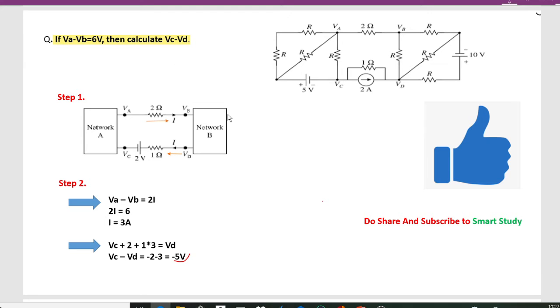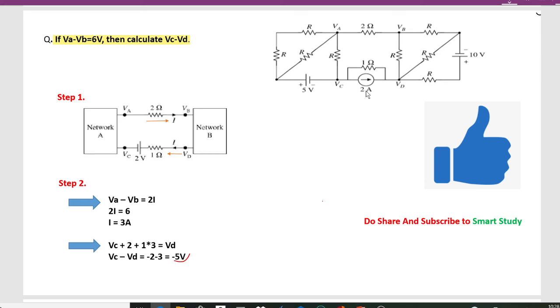The very first step is that we have to convert this circuit into an equivalent network. First consider this whole part as network A and this last part as network B, and the remaining are these 2 ohm resistors, similarly 1 ohm resistors, and one current source. Between VA and VB we have a 2 ohm resistor, and here we have a 2 ampere current source and a 1 ohm resistor.